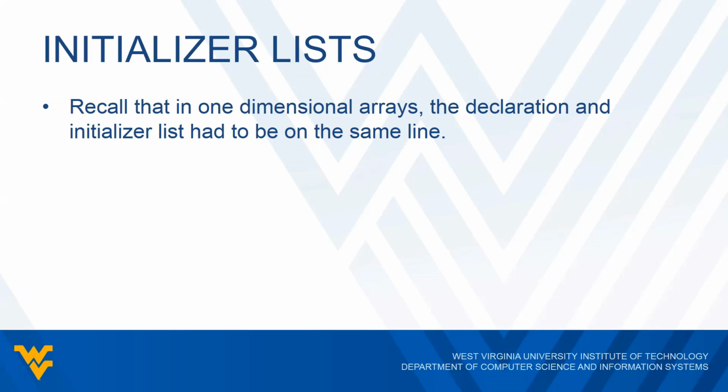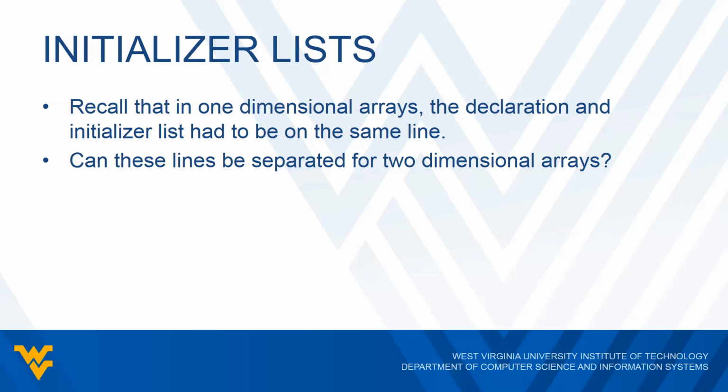So here's an interesting question. Could we get away with it for two-dimensional arrays? Could we have the declaration statement on one line and the initialization done on a separate line? Well, I have some good news for you. The answer to that question is yes. Yes, we can. We can do that.